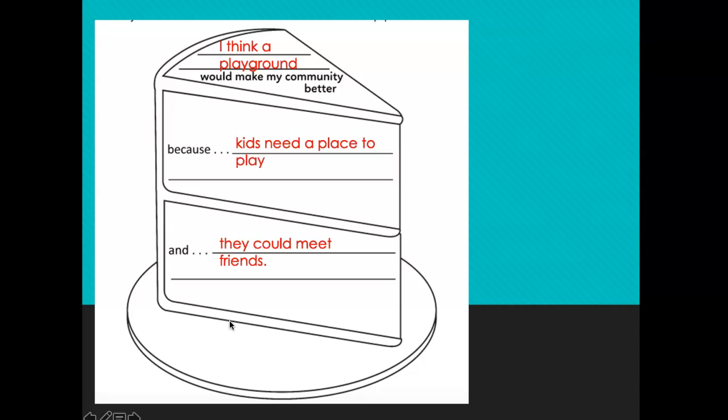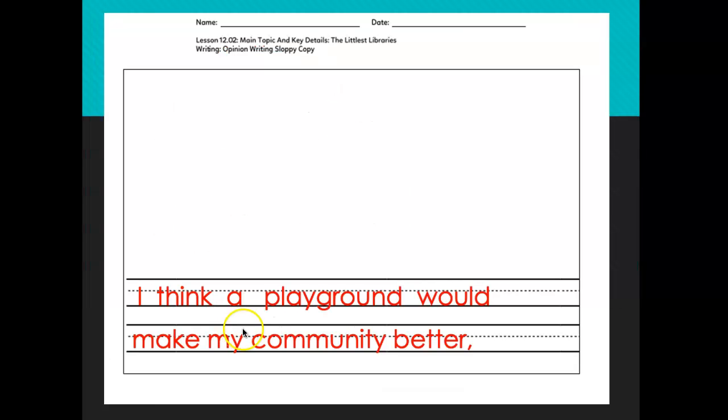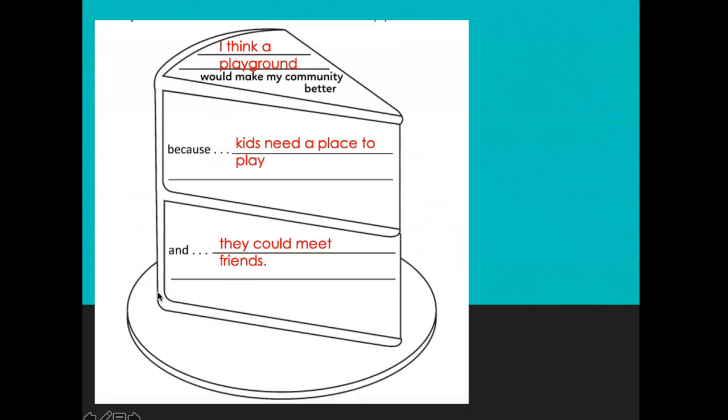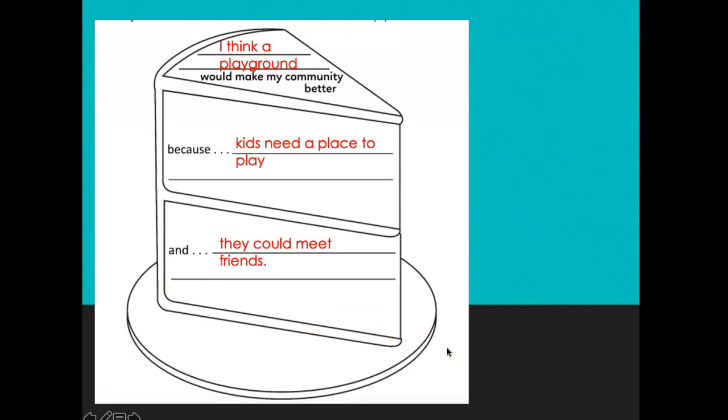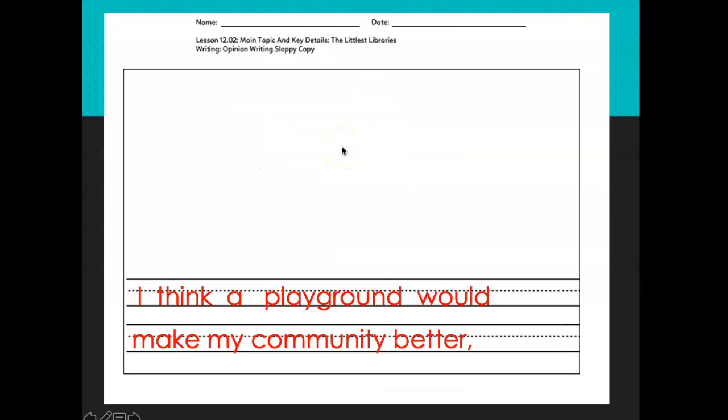So again, here's my graphic organizer, and I'm going to take my next page that looks like this, and I'm going to take this first sentence and write it into a sparkly sentence here. I think a playground would make my community better. Do you see all I did was, that's what this graphic organizer is so helpful. I just take this top piece and add it to my first page, making sure that I start with a capital letter. And I didn't end with a period because I'm actually making one big fat sentence. This is a comma. It's a period with a little tail because I'm not done with my sentence yet.